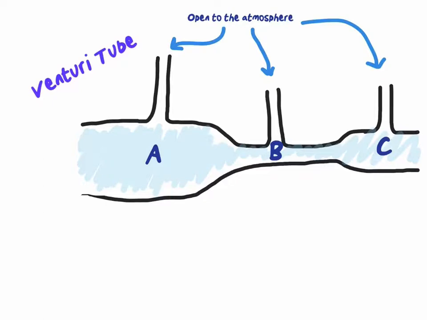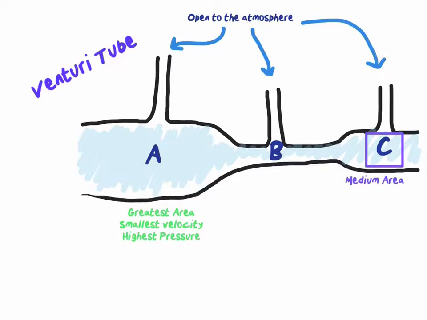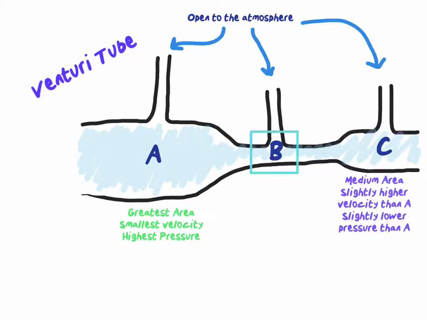So over here, this one has the widest area, so therefore it must have the smallest velocity, and because it has the smallest velocity, it should have the highest pressure. We then step to this one, which has the medium area, therefore the second lowest velocity, and therefore the second highest pressure. And then we have the most restricted section of the pipe, which would have the smallest area, therefore the highest velocity, and therefore the lowest pressure.